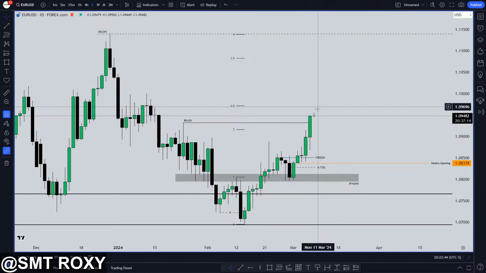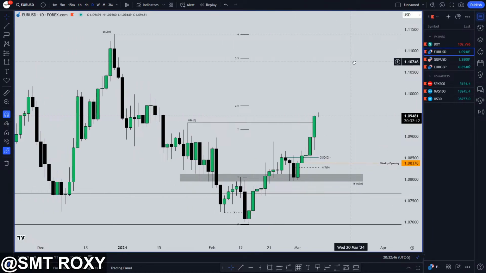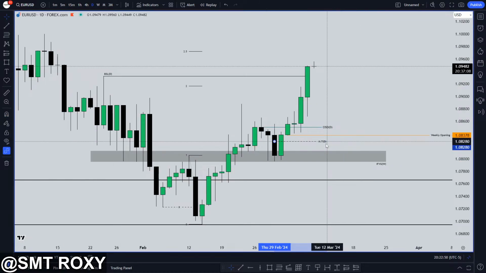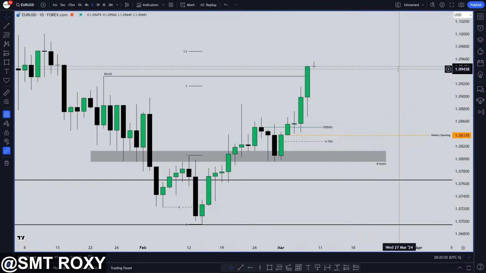But yes, study the charts, tape read, go find your model. Very important things that you need to do as a developing ICT trader.